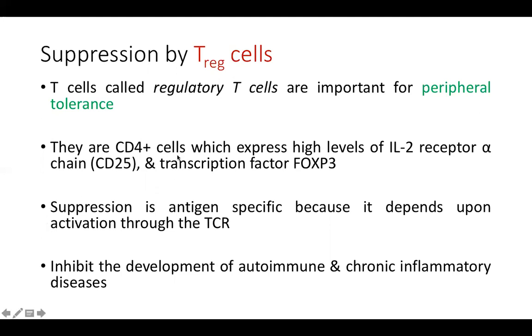What is the specialty? These CD4 cells express high levels of interleukin 2 receptor alpha chain. तो interleukin 2 का जो receptor था, जो autocrine signaling से activate करता था, that receptor has two chains, alpha and beta. So here the alpha chain is overexpressed in these cells, and also like I told you, the transcription factor FOXP3 भी overexpressed होता है.